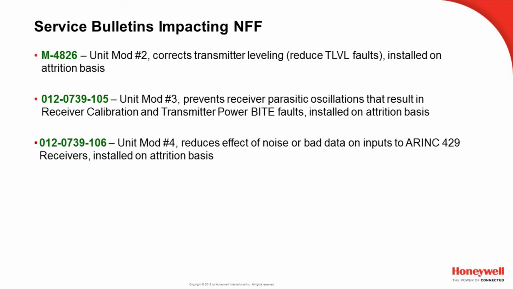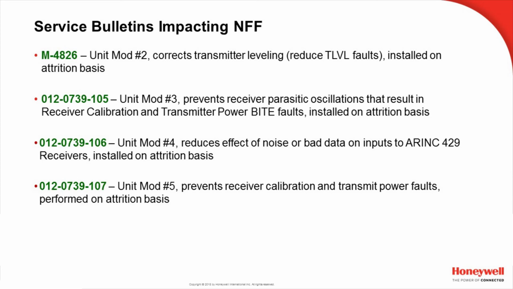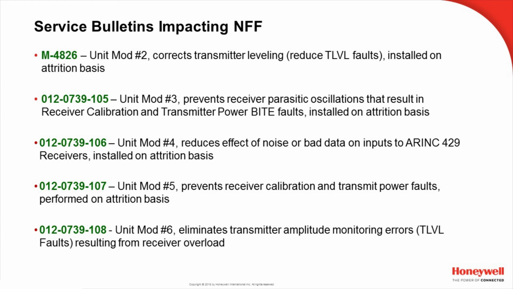Unit Mod 4 is associated with ARINC 429 inputs from other systems, such as a radio altimeter if it's ARINC 429, or an ADRU if it's an ARINC 429 type ADRU. These reduce intermittent faults due to noise or bad data inputs on the ARINC 429 bus. Unit Mod 5 prevents receiver calibration and transmitter faults. And just one thing to mention, as TCAS is flying and operating, the system continually calibrates itself to adjust for changes in antenna cable length and so forth due to thermal changes. So it's a very active RF system. And again, Unit Mod 5 will enhance the receiver calibration and transmitter power faults. Unit Mod 6 is also associated with the transmitter, and again, it will impact the TLVL faults.